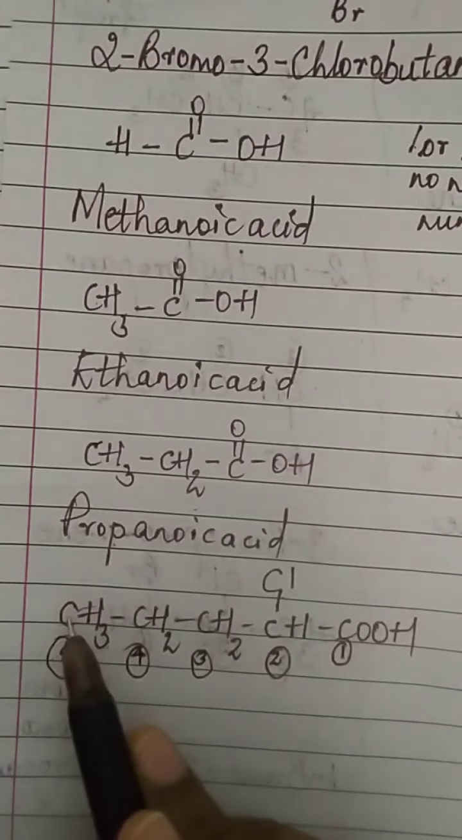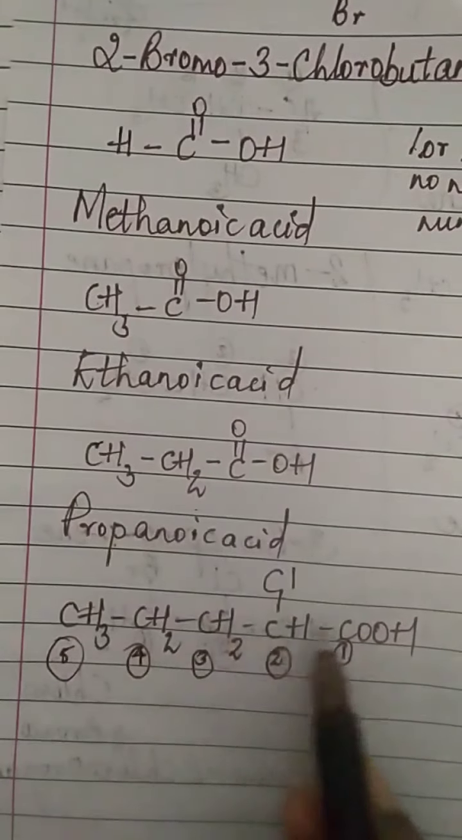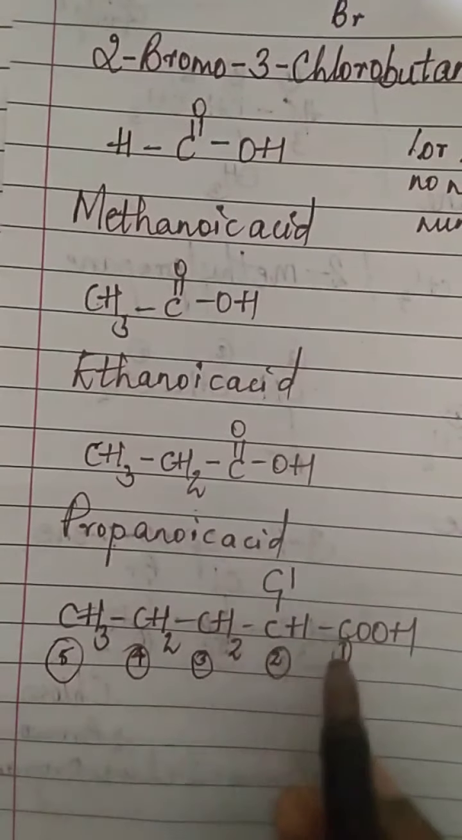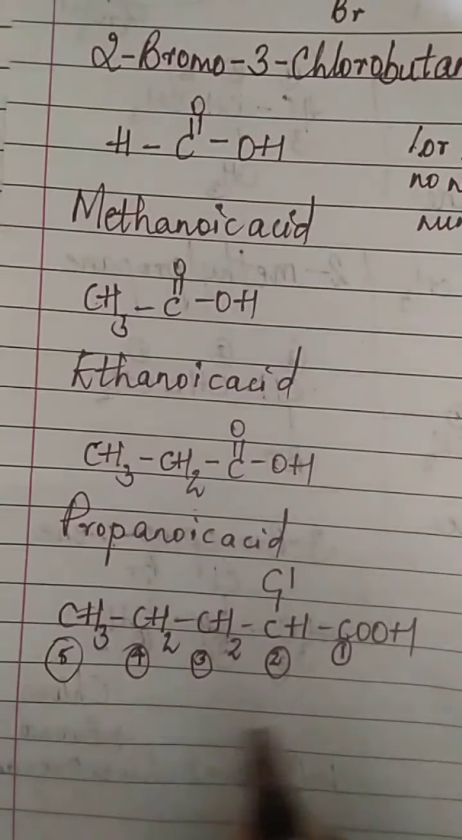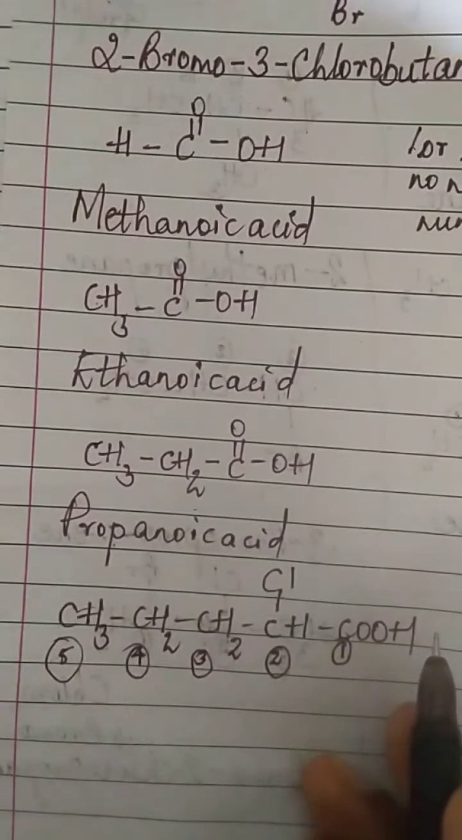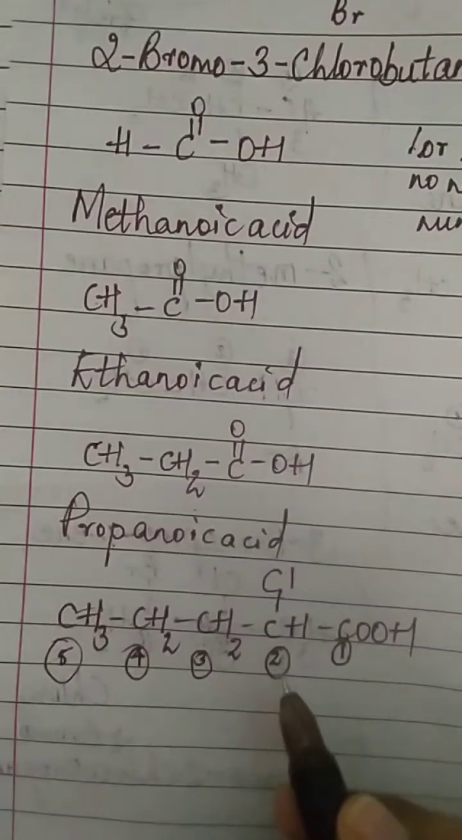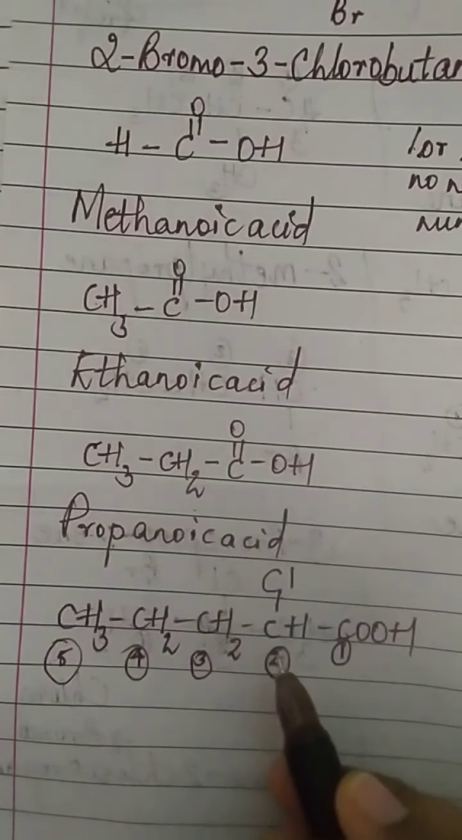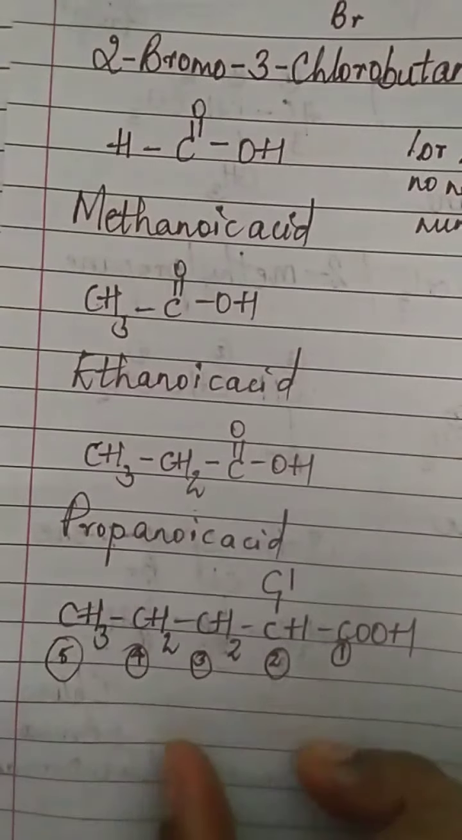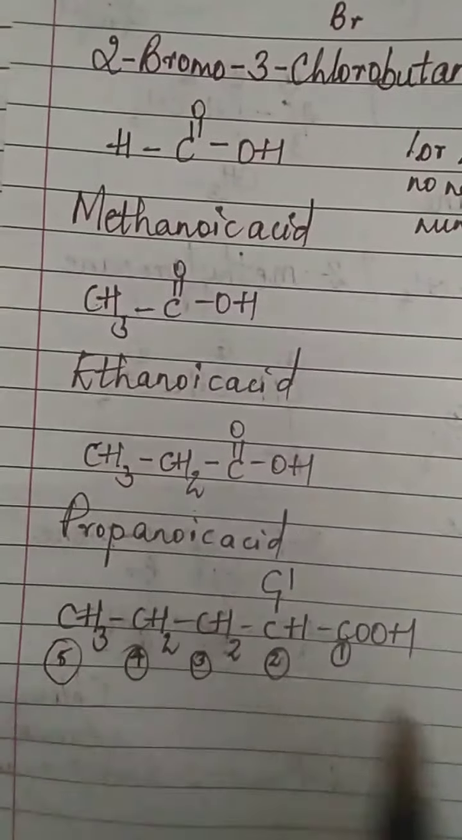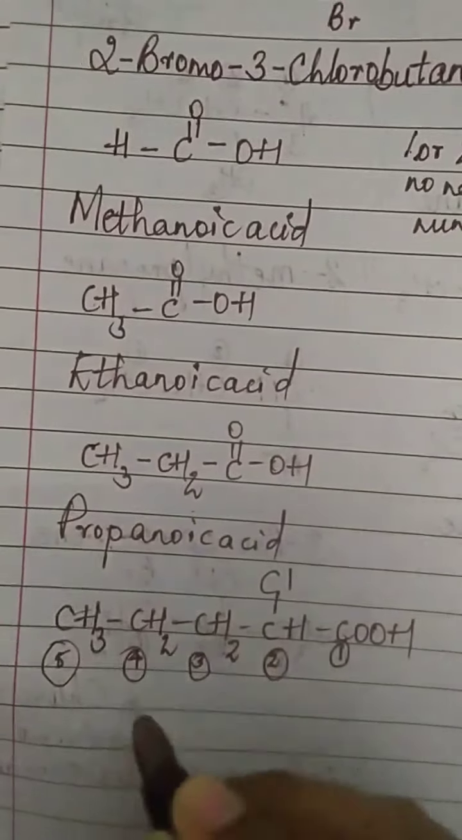The name of the parent is methane, ethane, propane, butane, pentane. But this is an acid. COOH dekh liya, matlab acid. So in your mind you are framing it: pentanoic acid. But there is an attachment. To which carbon do you have the attachment? Second carbon. Kya hai attachment? Halogen. Halogen hamesha comes as a prefix. To which carbon? To the second.